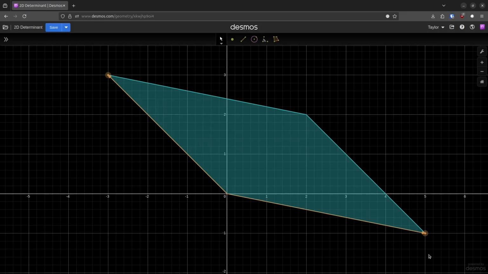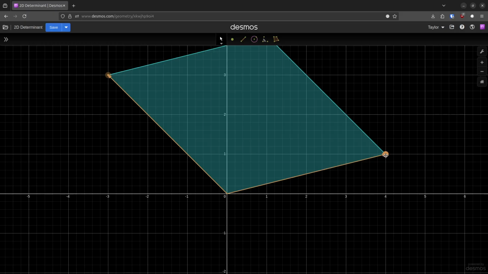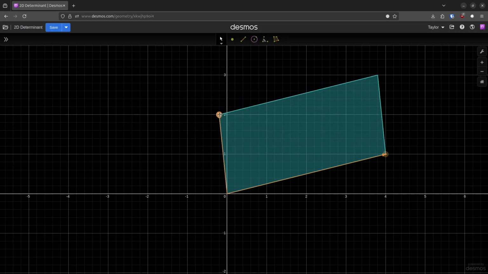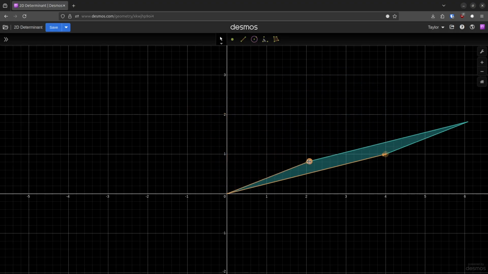But what would it take to get a parallelogram with 0 area? It wouldn't really be a parallelogram then. But how would we manipulate this so that the region would have 0 area? Well, if I pull this back so that the two vectors line up, then the parallelogram, if you want to call that, determined by the two vectors has zero area. And so the determinant of the matrix with columns equal to these two vectors would be zero also.